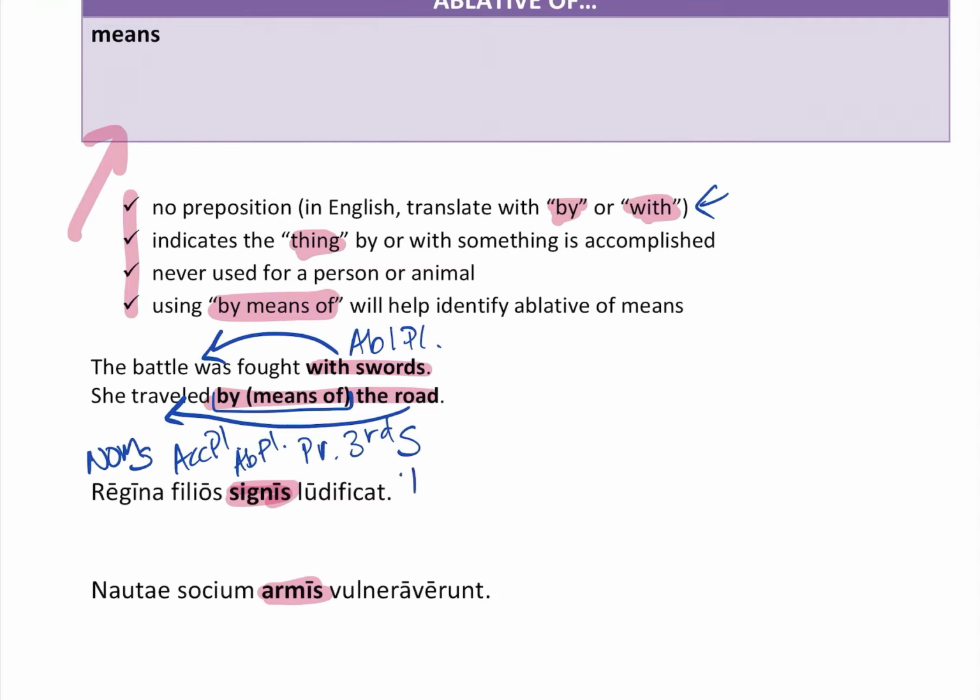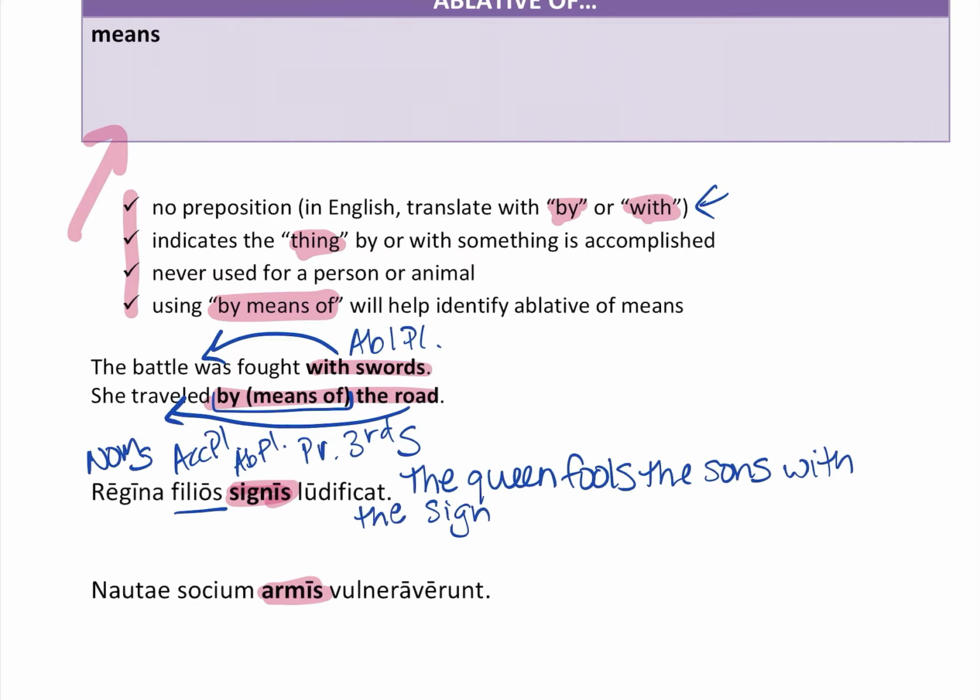So let's translate it. Start with the regina, the queen. What did she do? She fools. Who does she fool? Who's the victim of being fooled? The accusative. The sons. So a couple choices. You could say with signs. You can say the signs if you want. You could say by means of. See how we insert that?